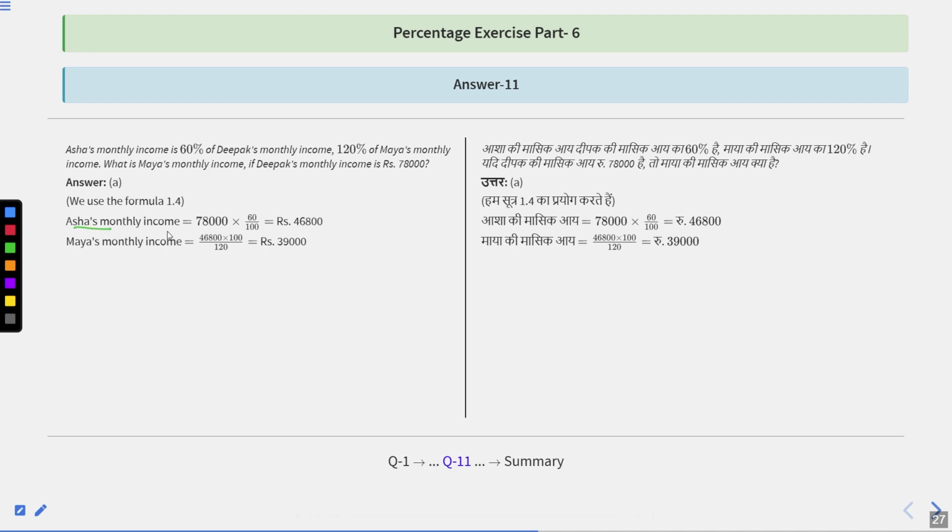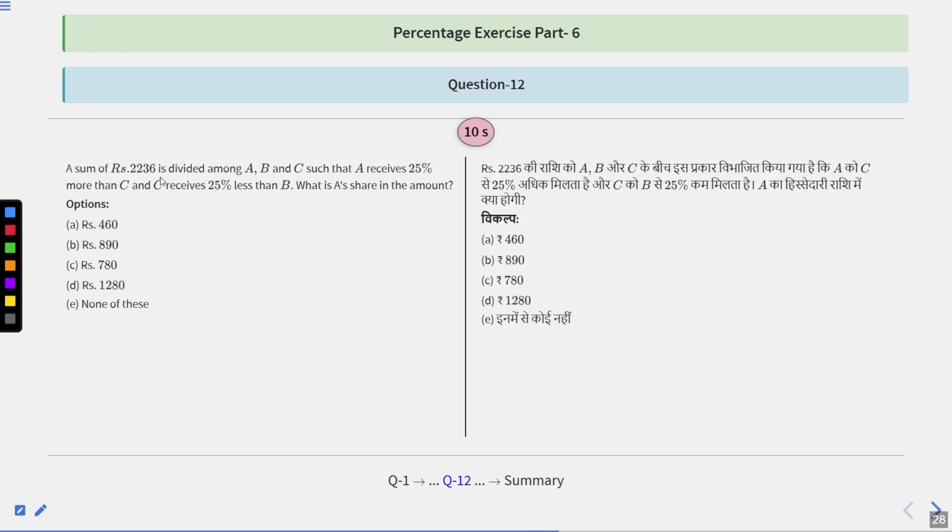According to the question, Asa's monthly income will be 78,000 multiplied by 60 upon 100, because Asa's monthly income is 60% of Deepak's income, and Deepak's income is 78,000. So Asa's income will be 46,800, and Maya's monthly income will be 46,800 multiplied by 100 divided by 120, which is 39,000. Because the question says Asa's monthly income is 120% of Maya's monthly income. Okay, so when you convert it, you get the answer 39,000. So A is the correct answer.